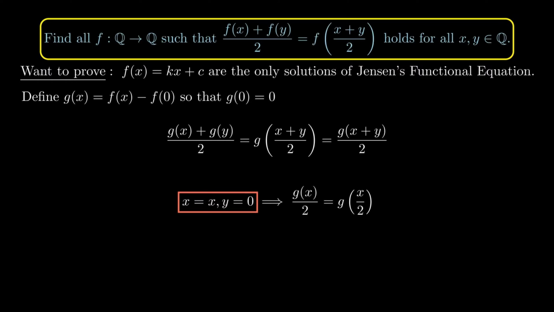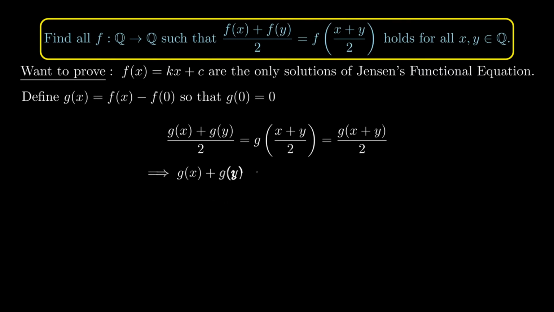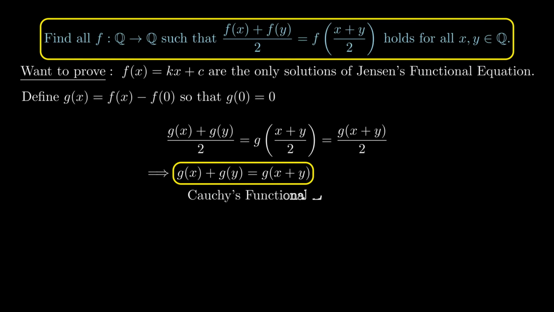And what's nice about this is that after multiplying both sides by 2, we see that g is additive over the rationals. In other words, g(x) + g(y) = g(x+y). This functional equation here is actually a well-known functional equation. That is Cauchy's functional equation. And I actually made a video about it too, which I will link at the end of the video. So be sure to stick around until the end.